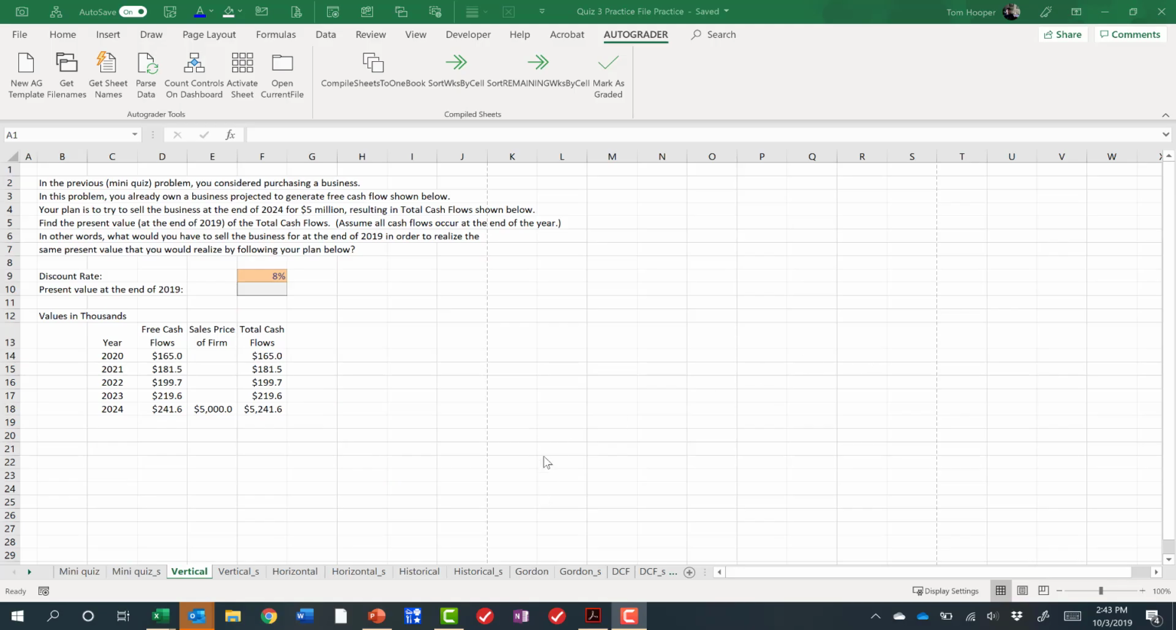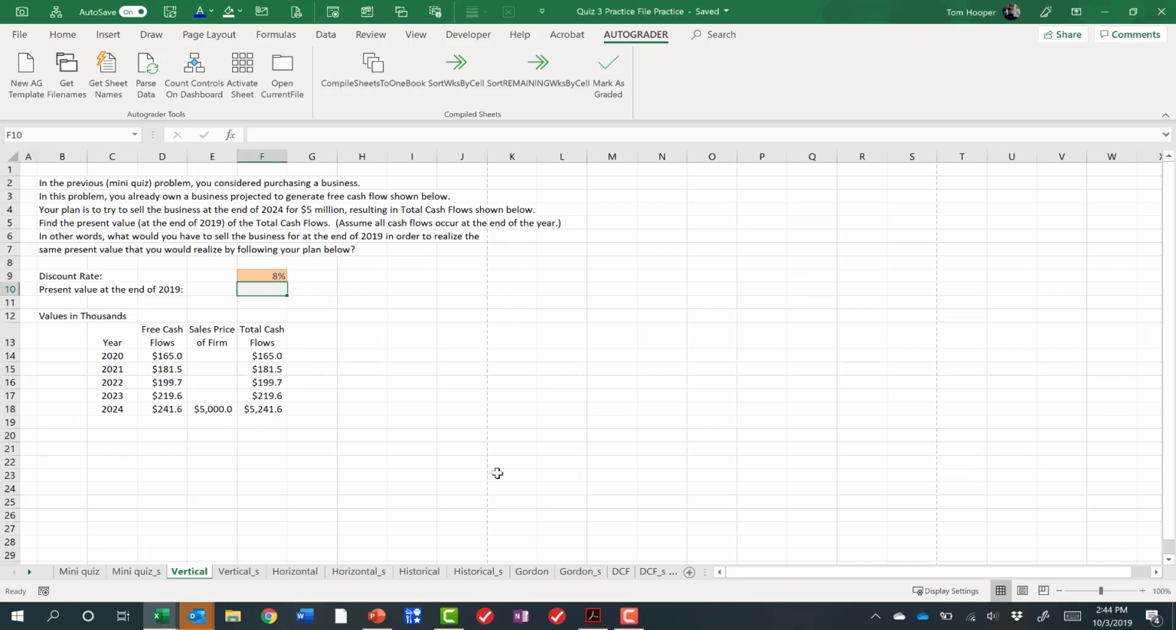In the next problem, it's very similar. We have a firm throwing off some free cash flow that we'll sell in the future, but here we're not purchasing it at any time. We already own the firm. And so we would like to know what it's worth at the end of 2019. We're assuming that all of these cash flows occur at the end of the year, which hopefully is in the problem somewhere. Yes, and so we want to know what's the net present value of these cash flows.